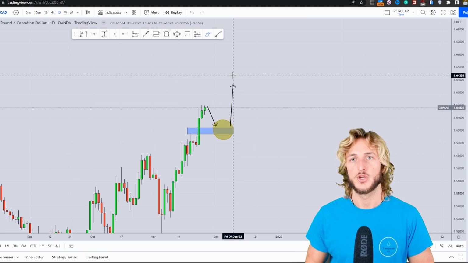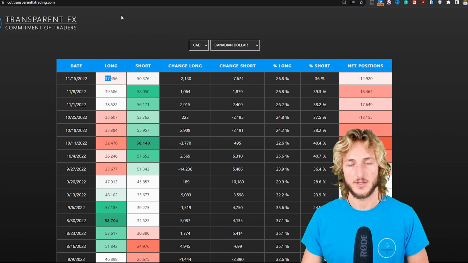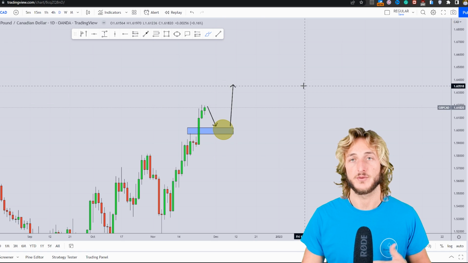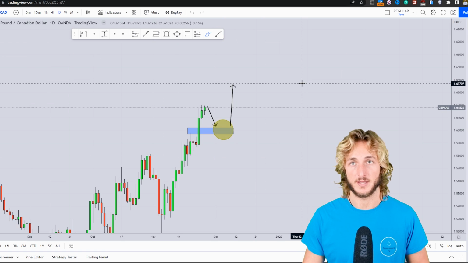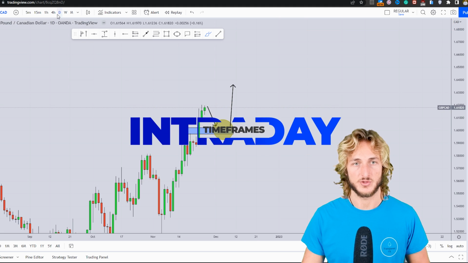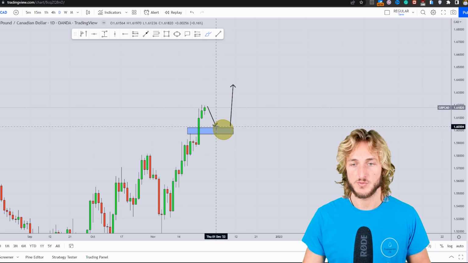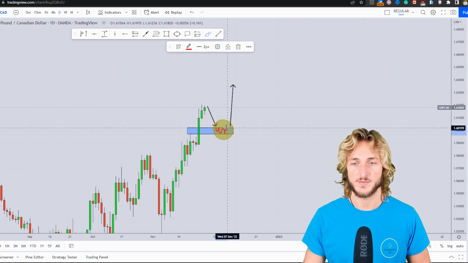Now, as usual, trading is reactive and not predictive. The monthly, weekly, and daily, combined with the COT data, those are the best time frames from a directional perspective. However, when it comes to confirmations and entries, the best time frames are the intraday time frames. So 4 hour and lower.